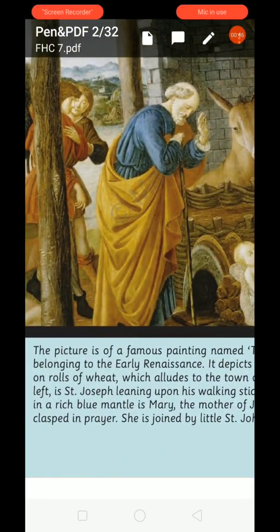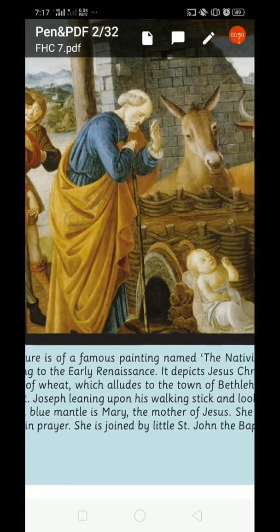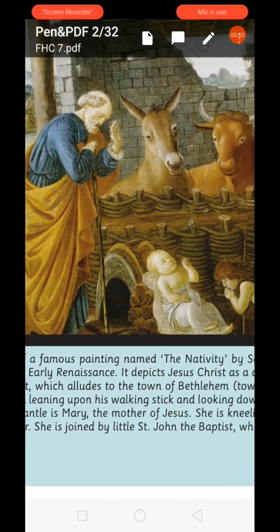On the rolls of wheat. These are the rolls of wheat. Which alludes, which means to speak about something to somebody. He is giving some kind of lecture about something.